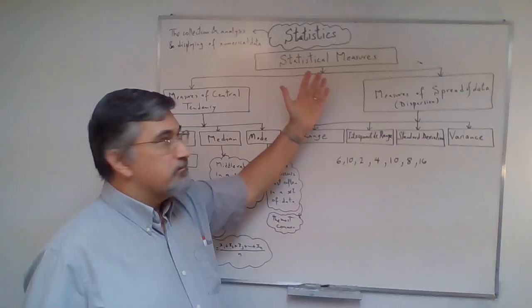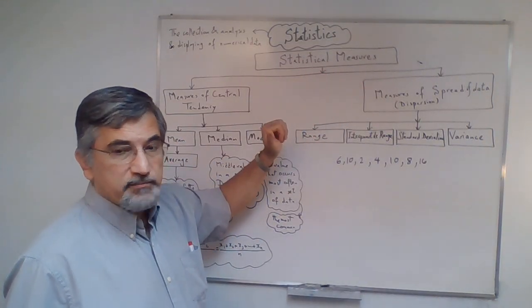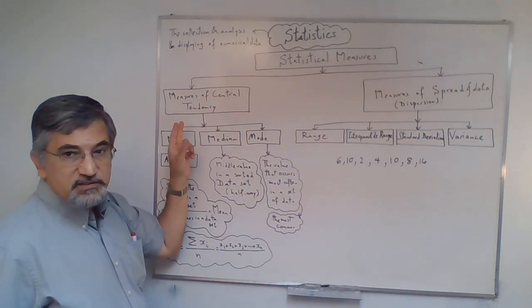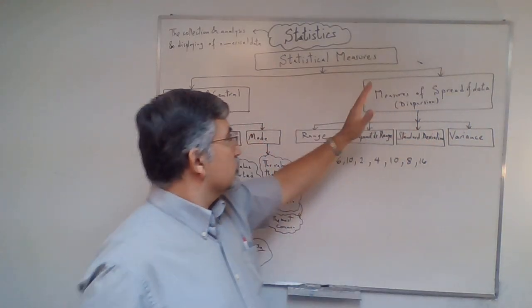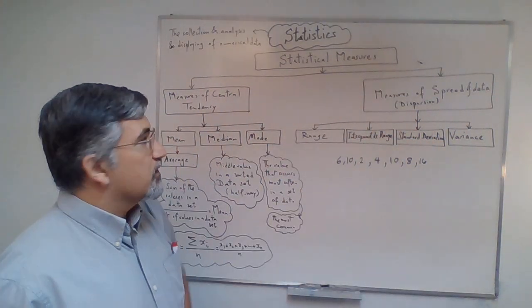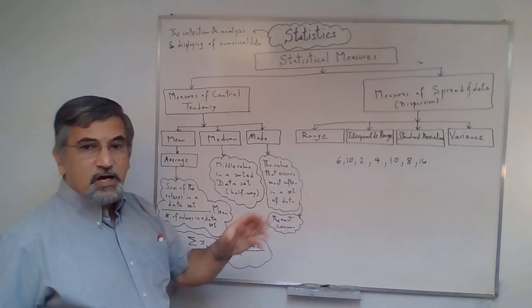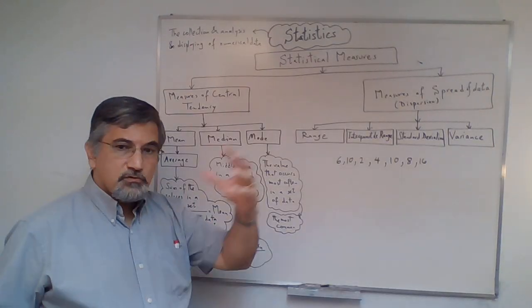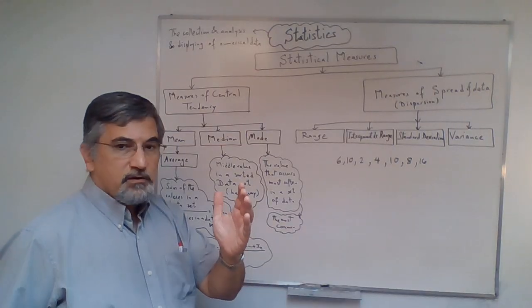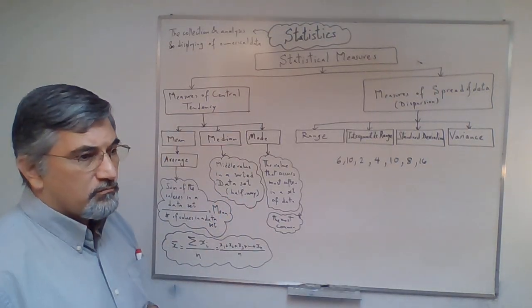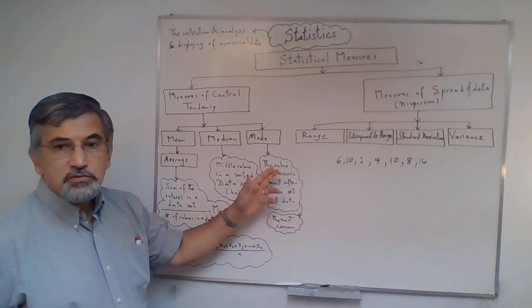We have many statistical measures out there, and there are two major types. One is called measures of central tendency. One is called measures of spread of data, or dispersion. So there are two types of big statistical measures. The first one, measures of central tendency, shows you how the data set you have is clustered around some sort of middle value.